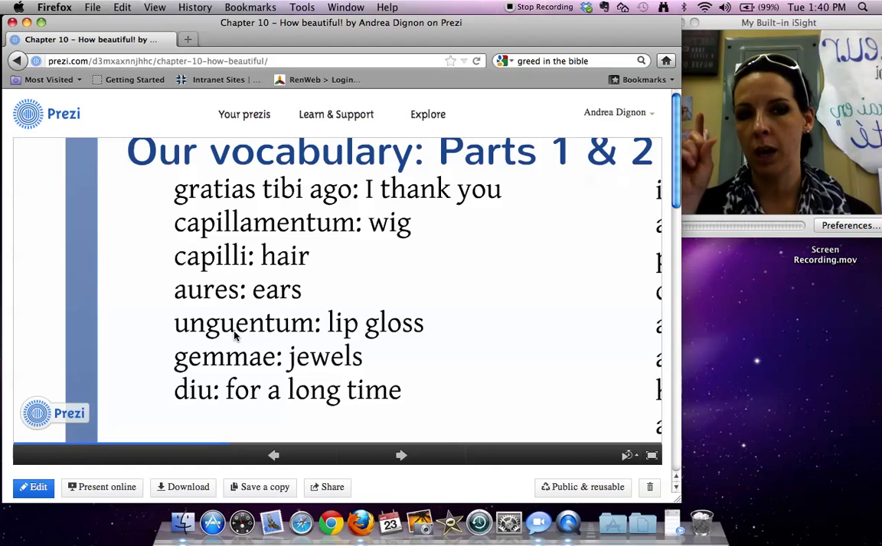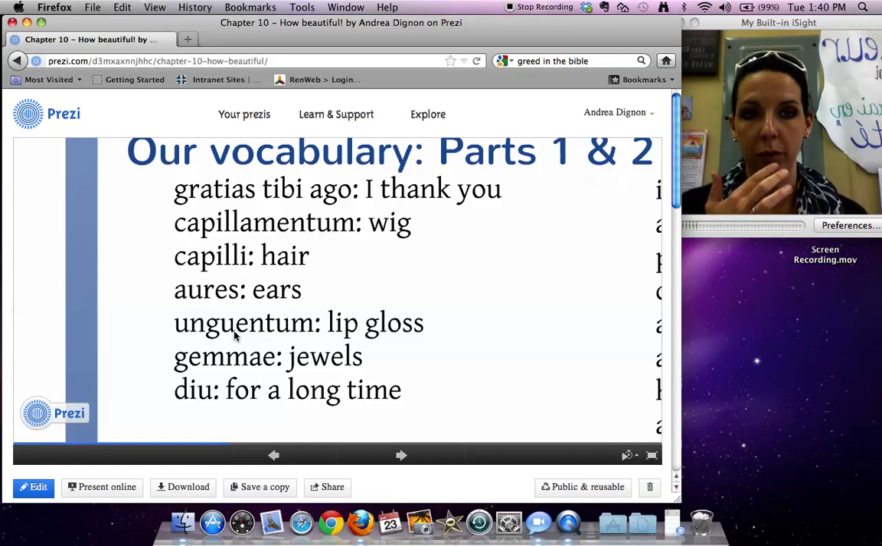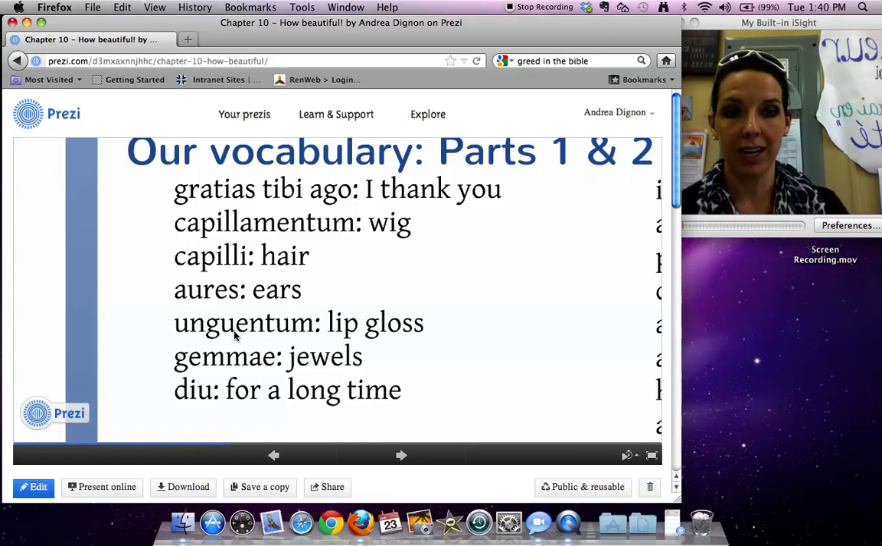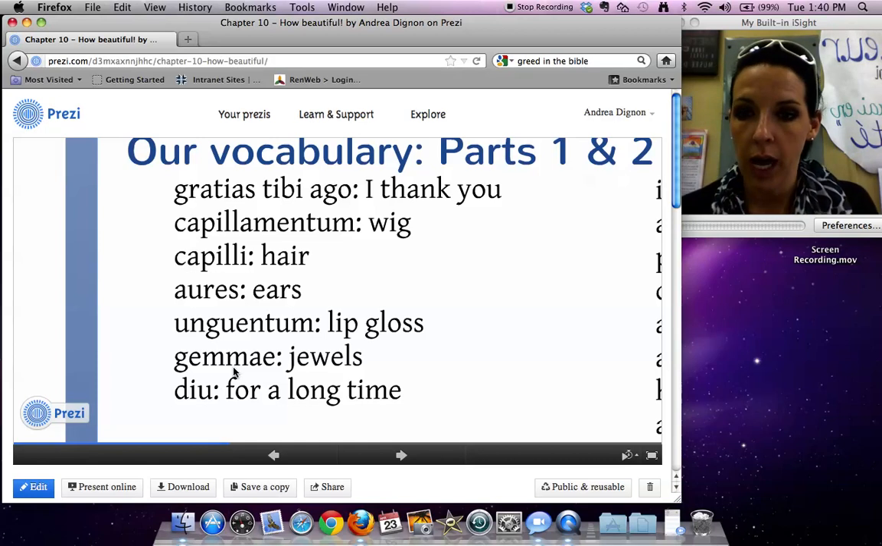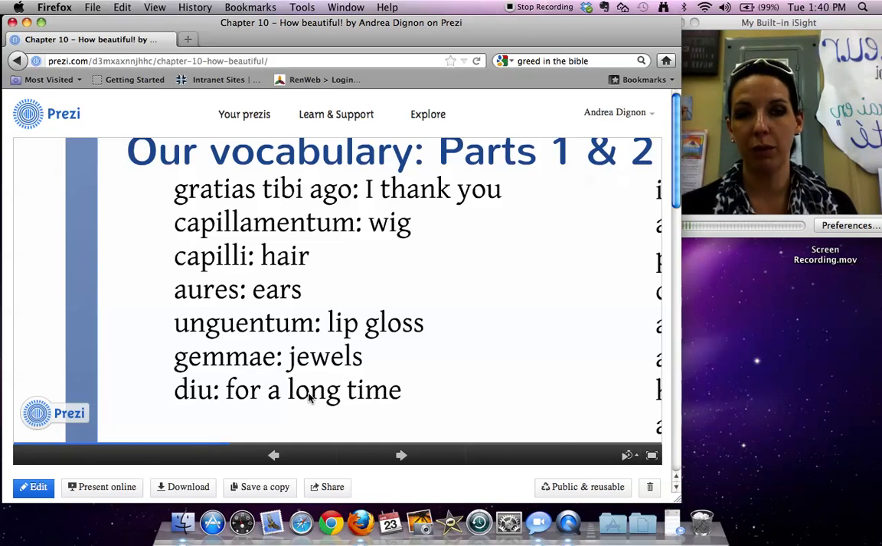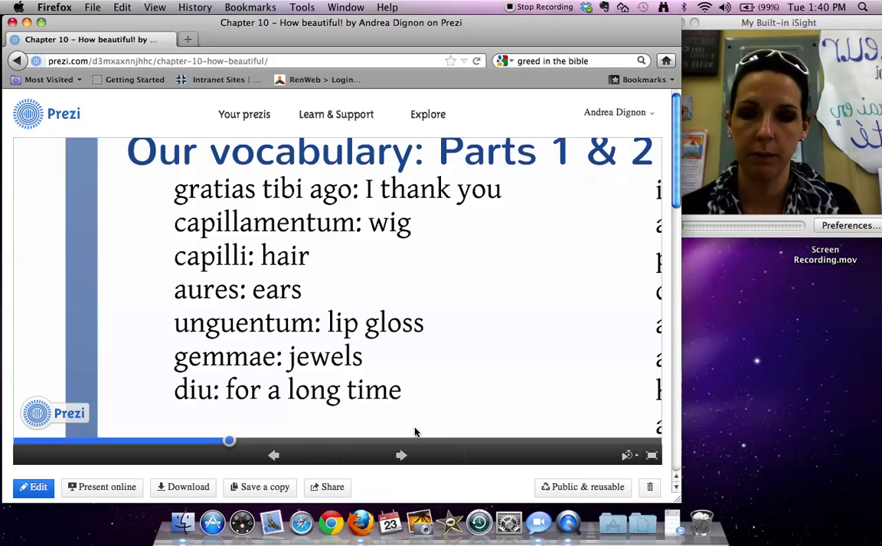We learned that one back during the time that we were talking about Flavius going to the doctor because of his eye problem. This also means ointment. So that would have been something that they would have put on their eyes, lips, whatever, to keep it moisturized. And then the next one would be gemmae, which is jewels, and then diu, which means for a long time. For gemmae, I want you to think of the word gems. And for diu, for a long time, think of the word duration. That's an easy way to figure it out.